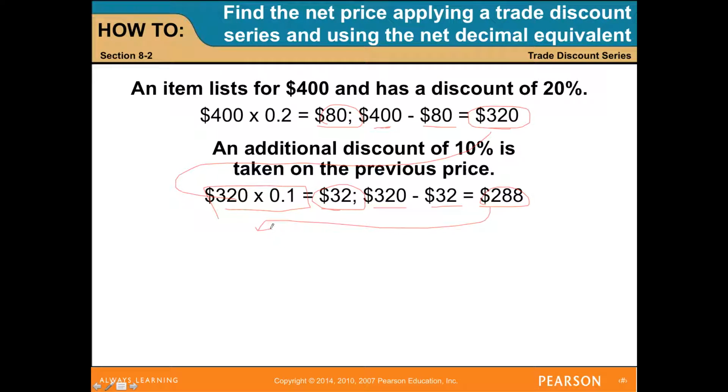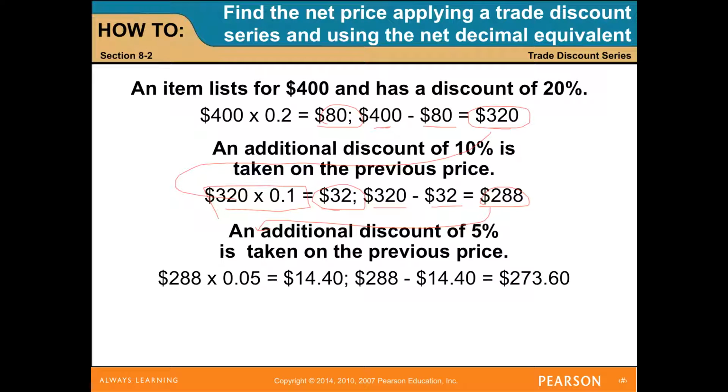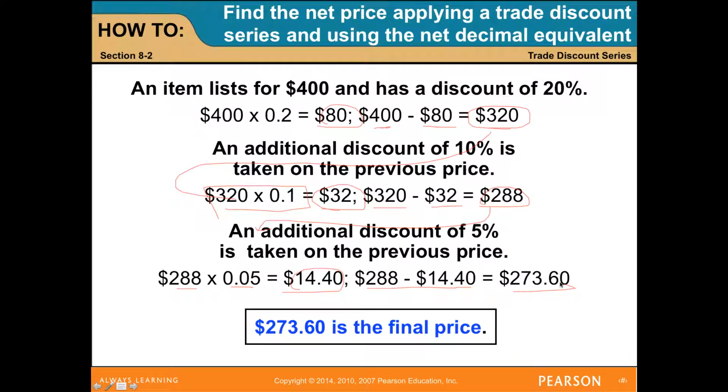So I guess it'll bring this down again. An additional discount price of 5% is taken on the previous price, so we calculate that 5% of 288 is $14.40. Subtracted from $288 gives us $273.60. So $273.60 is the final price.